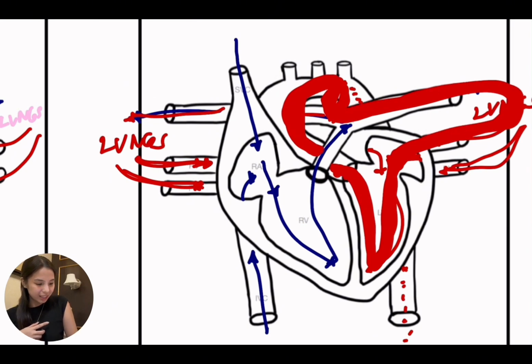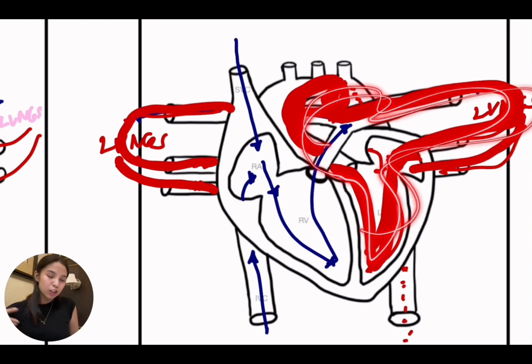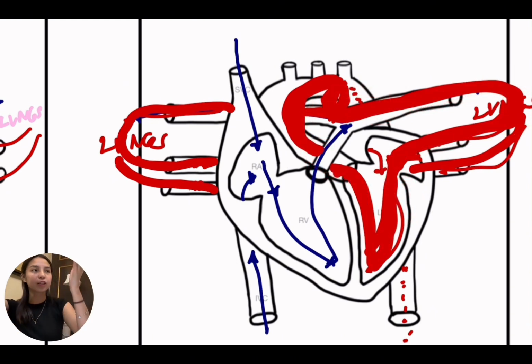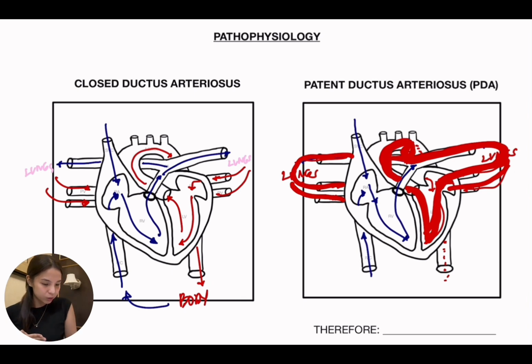If you can see over here, our lungs, or our pulmonary circulation, is getting so much blood because the ductus arteriosus keeps giving that shortcut back to the lungs instead of the blood going to the aorta and to the rest of the body. So you can imagine, our pulmonary circulation is getting too much blood, but our aorta and the rest of our body is getting very little blood. Do you understand and do you see the differences?